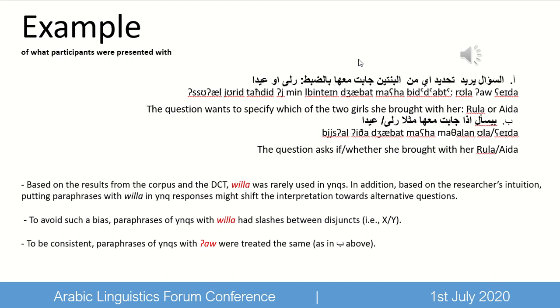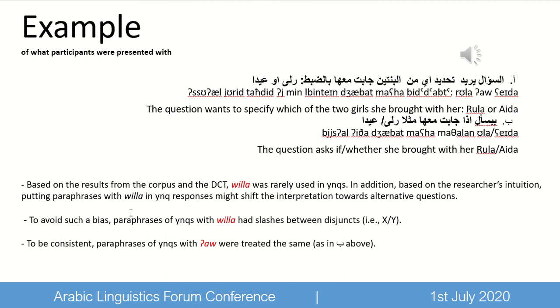So, this is the question, and the participant was provided with these two answers, and he had to choose one of them. But as you see here, based on the results from the corpus and the DCT, Willa was rarely used in yes/no questions. In addition, based on the researchers' intuition, putting paraphrases with Willa in yes/no question responses might shift the interpretation towards alternative questions, which I have already said is the mismatch condition where we have a conflict.